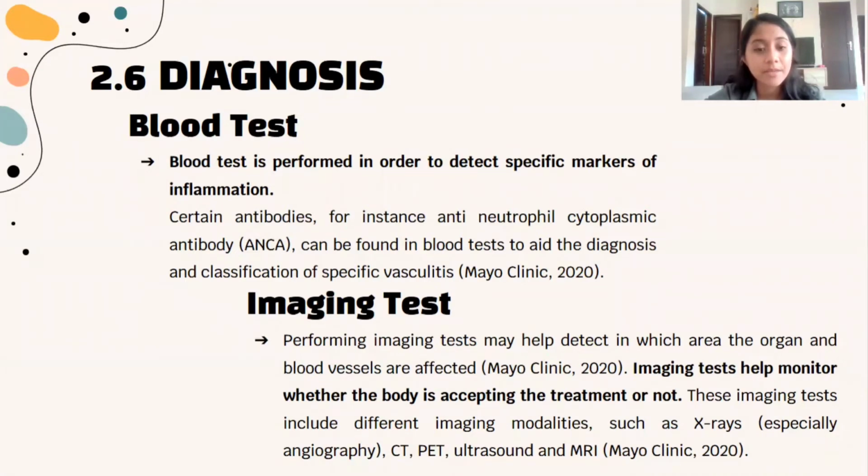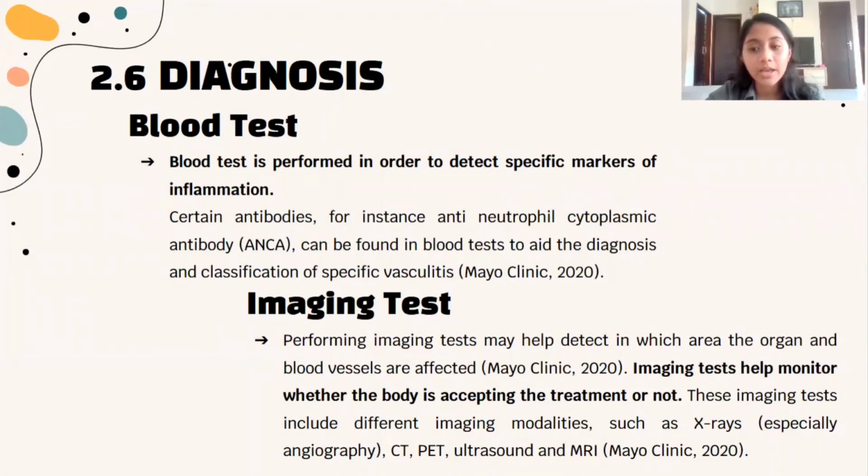Next is the imaging test. This imaging test may help to detect in which area the organs and blood vessels are affected. And imaging tests can also monitor whether the body is accepting the treatment or not. These imaging tests include different imaging modalities such as X-rays, especially angiography, CT scan, PET, ultrasound, and MRI. So angiography is used as a gold standard in diagnosing vasculitis.